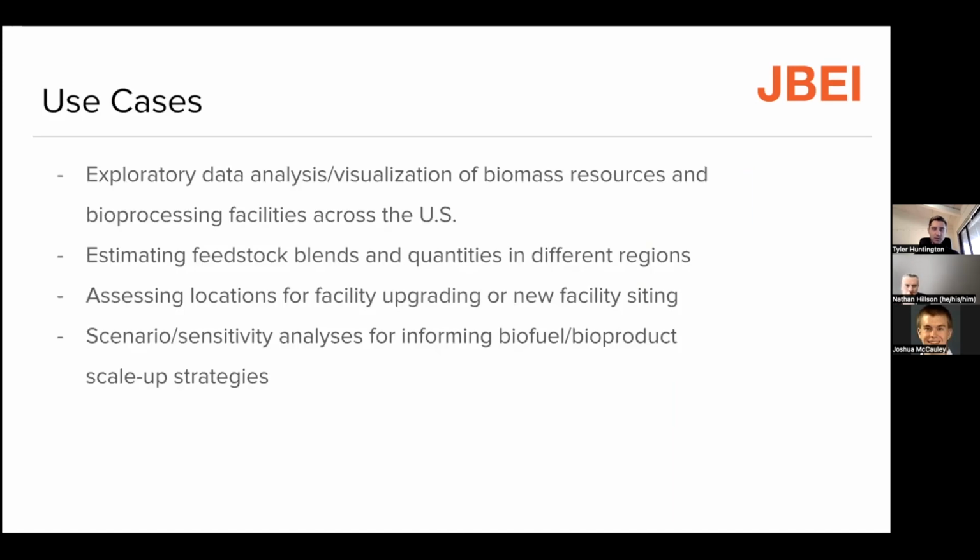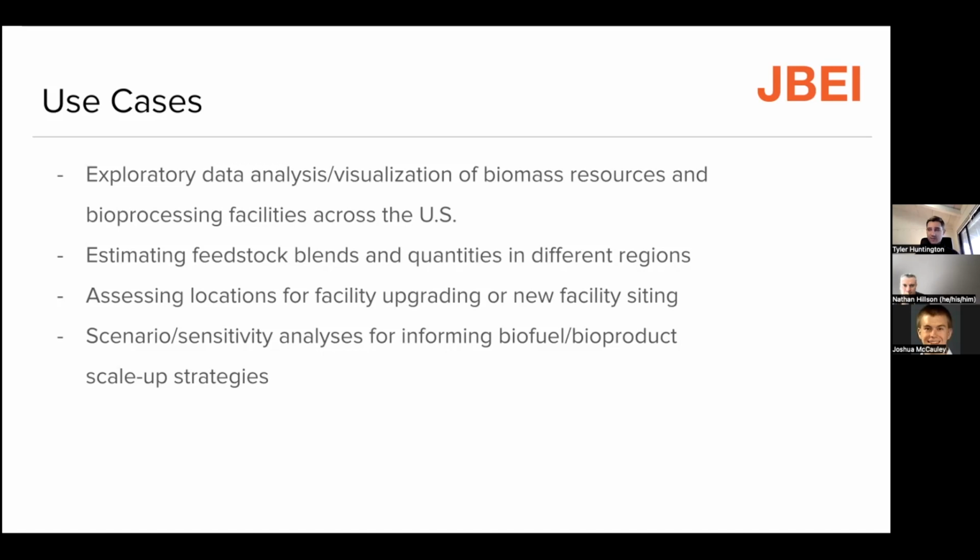So some key use cases you might find applicable to the Biociding tool would be exploring where biomass resources exist in the country and using that to inform siting of new facilities that don't currently exist. And part of that could be looking at where facilities already are and where there might be resource richness and a gap in those facilities to figure out an optimal location for putting a new one in place. And then estimating what kinds of feedstock blends and quantities you could expect from different parts of the country.